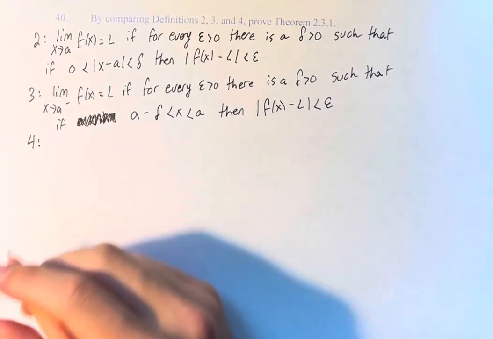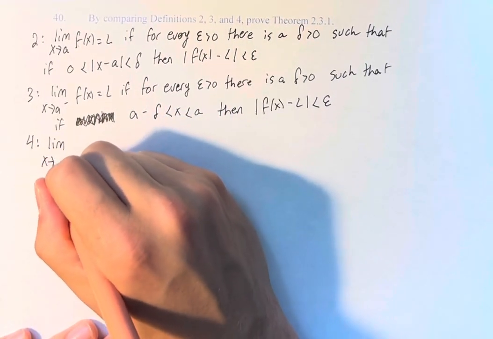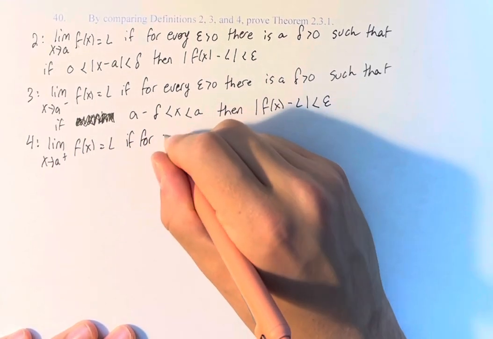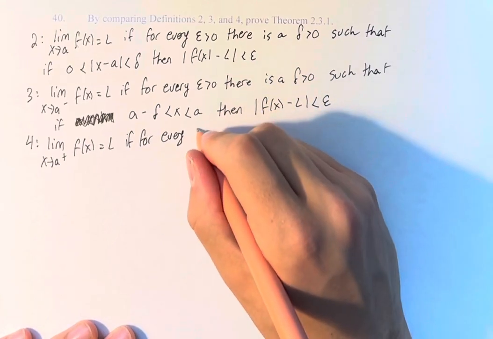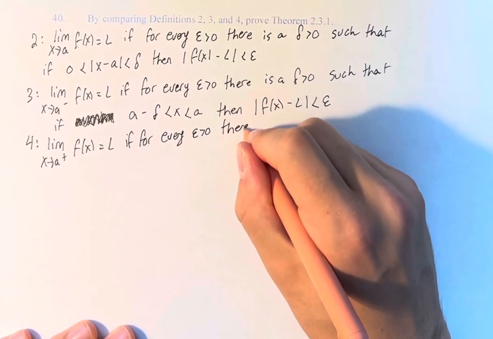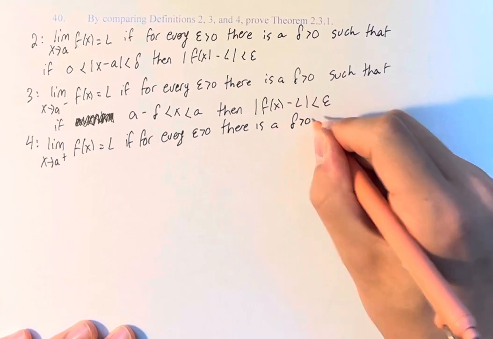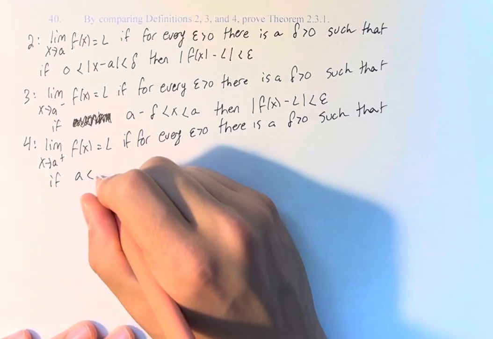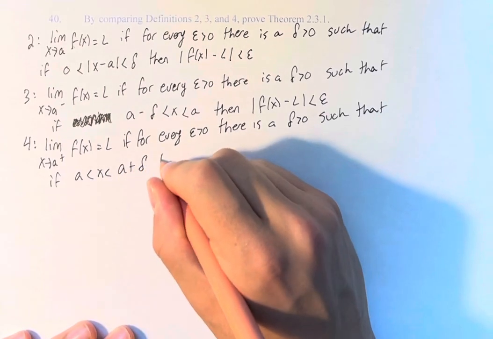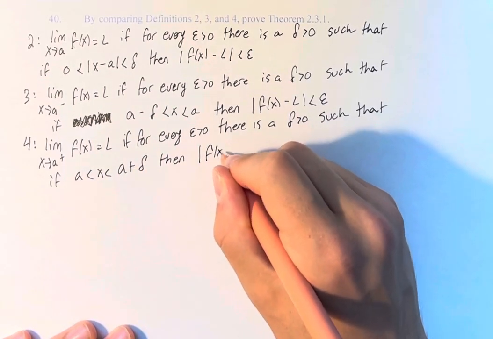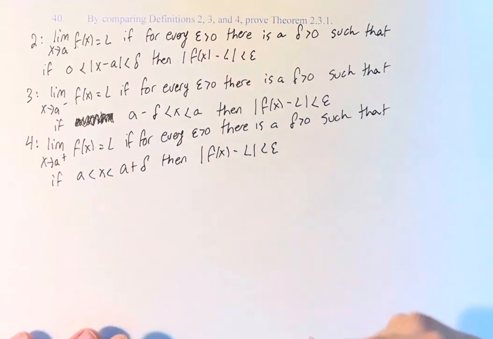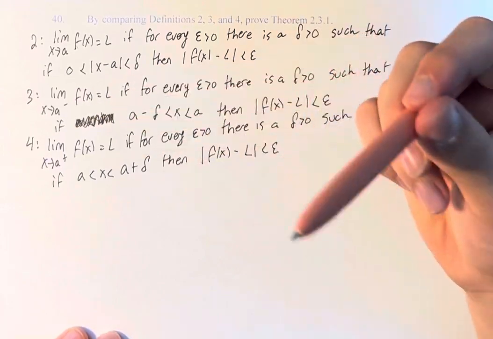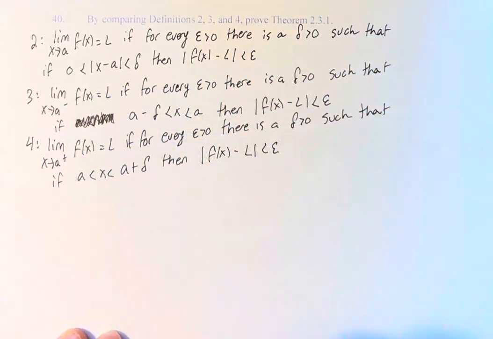And definition 4 states that the limit as x approaches a from the right of f of x equals L if for every epsilon greater than 0, there is a delta greater than 0 such that if a is less than x is less than a plus delta, then the absolute value of f of x minus L is less than epsilon. So this is the precise definition of a limit and the definition for from the left and from the right.